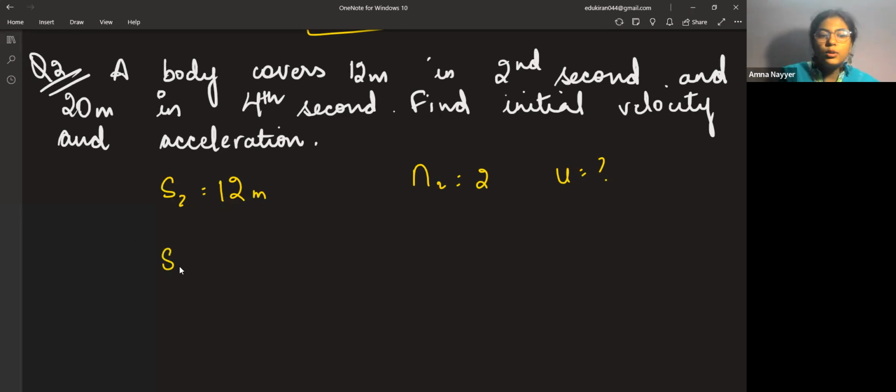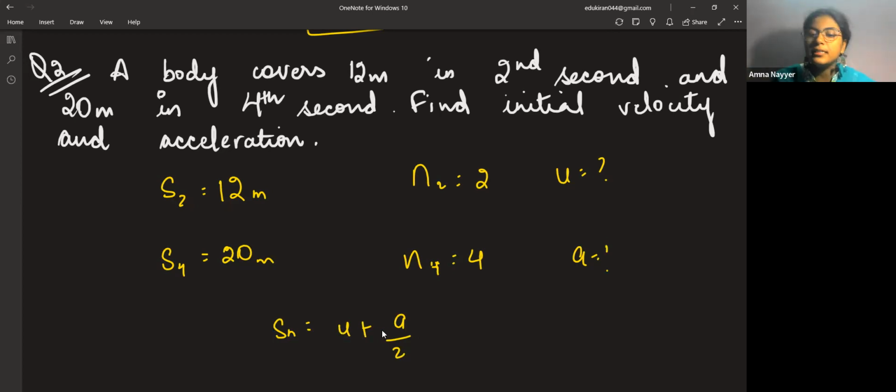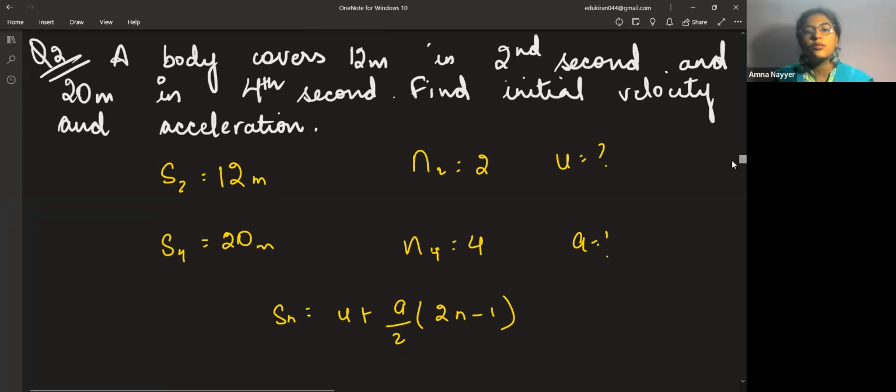Then it is telling you the displacement covered in the fourth second is 20 meters, and n's value is given to you as 4. Acceleration and initial velocity are unknown. So if we go by this equation, Sn is equal to u plus a by 2 times (2n minus 1). In the first equation you will put this with u and a as variables. In the second equation, you will put this again with u and a as variables.